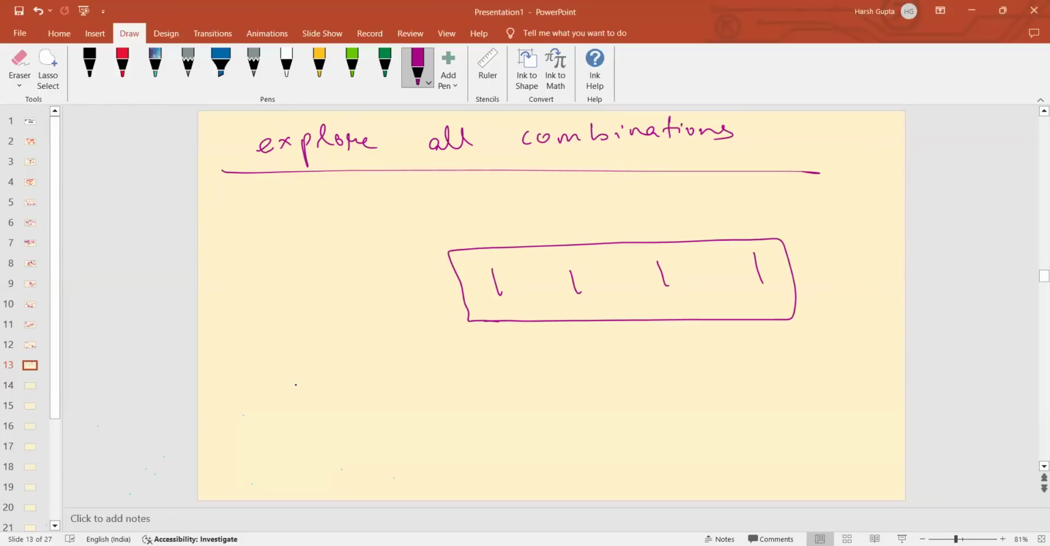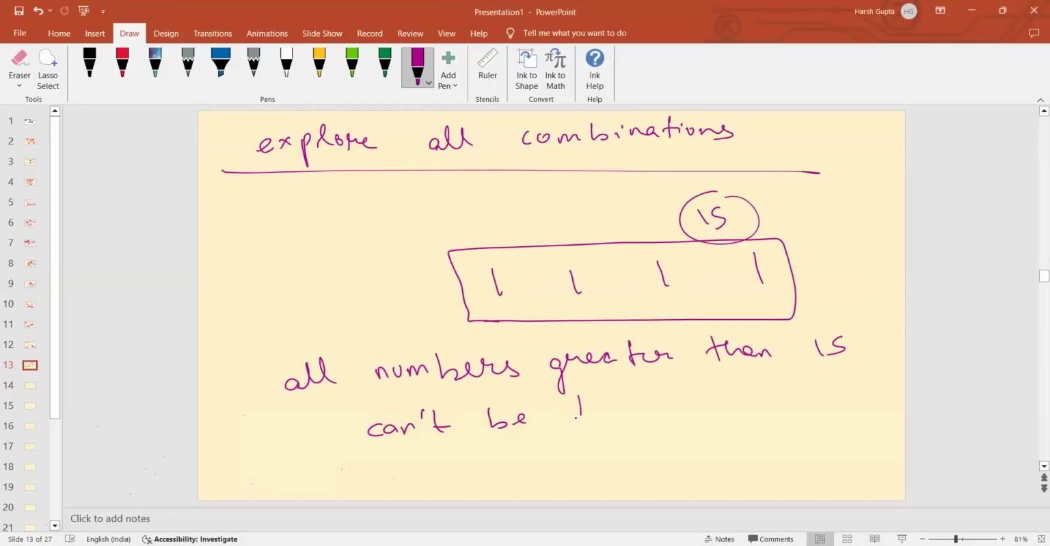Can I say this? That all numbers, this is actually 15. So all numbers greater than 15 can't be taken. Can I say this? Because if I take a number greater than 15 and I do OR with this particular number, I will get a result that is greater than this value, isn't it?